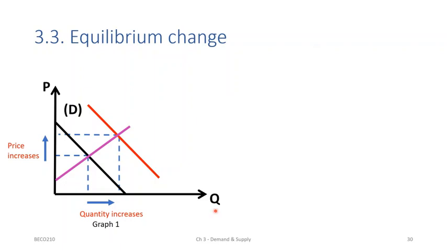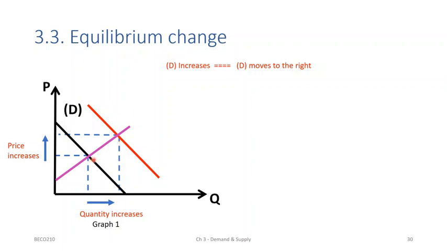Following the supply or the demand change, the equilibrium also changes. Here we have an increase in demand, so the demand moves to the right. The black was the old demand, the red is the new demand. As you see, the demand increases and moves to the right. The old equilibrium is the intersection between the black and the purple. The new equilibrium is the intersection between the red and the purple.